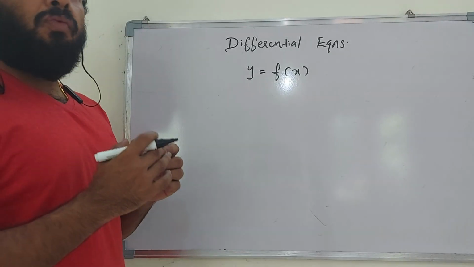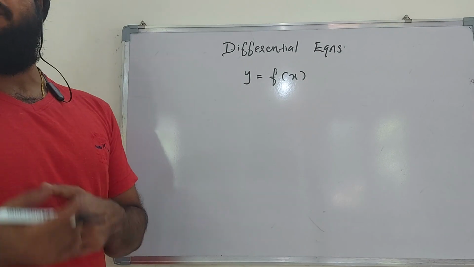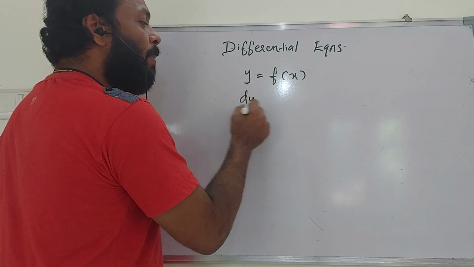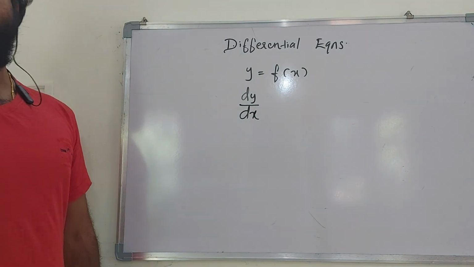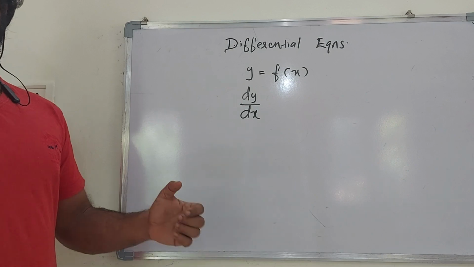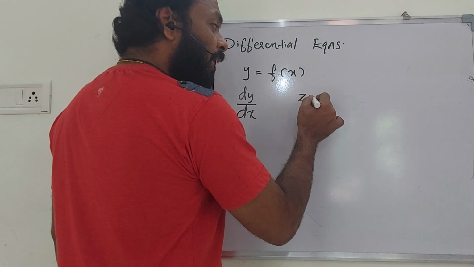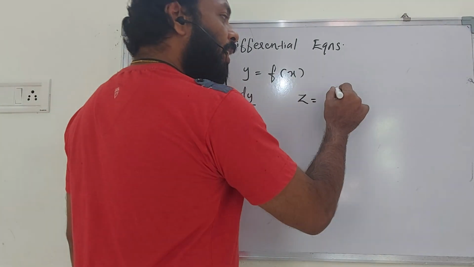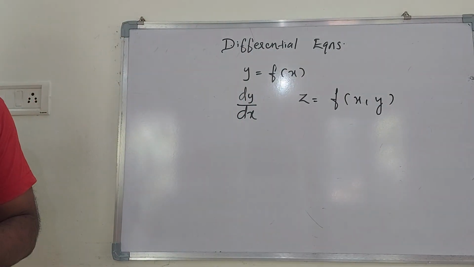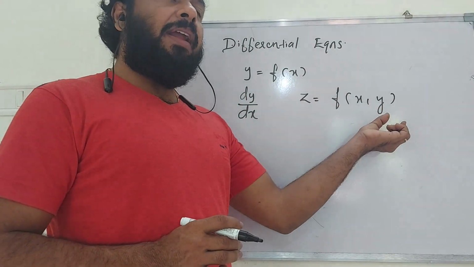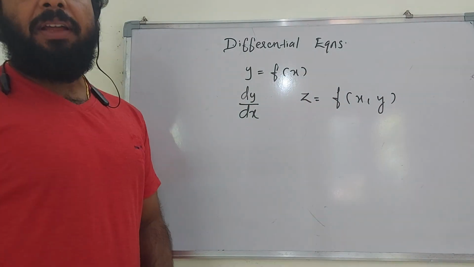So the rate of change of y can be completely determined according to the variation of x, and we write it as dy by dx. The rate of change of y with respect to x is the derivative of y with respect to x, and we denote it by dy by dx. Okay, but if we have the dependent variable z, and if it depends on more than one independent variable, suppose z depends on x and y. So there are two independent variables, one is x and another is y, and z depends on two independent variables.